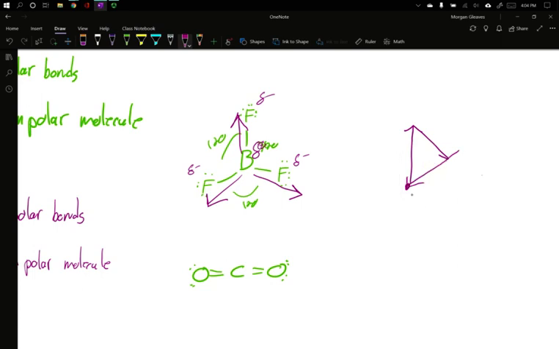Now, the drawing over here is vector math. It's not part of this course. But the idea is if you sum up all those directions, they cancel out. The up is canceled by 2 downs. The right is canceled by the left. There's no net change. So boron, despite having 3 polar bonds in BF3, is a non-polar molecule.